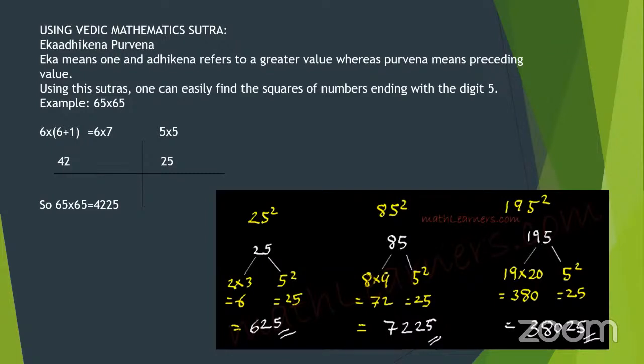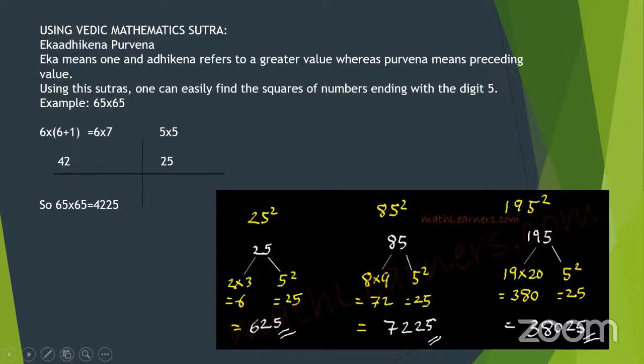Adikena refers to greater value, while Purvena means preceding. So using this sutra, we can calculate the square of a number ending with 5. Let us take 25. In 25, a number ending with 5, if we square the number, we'll get 25 at the end. So keep 25 aside, and 2 plus 1 is 3. So it's 2 and 3. 3 2s are 6. Are you understanding? Yes, ma'am.